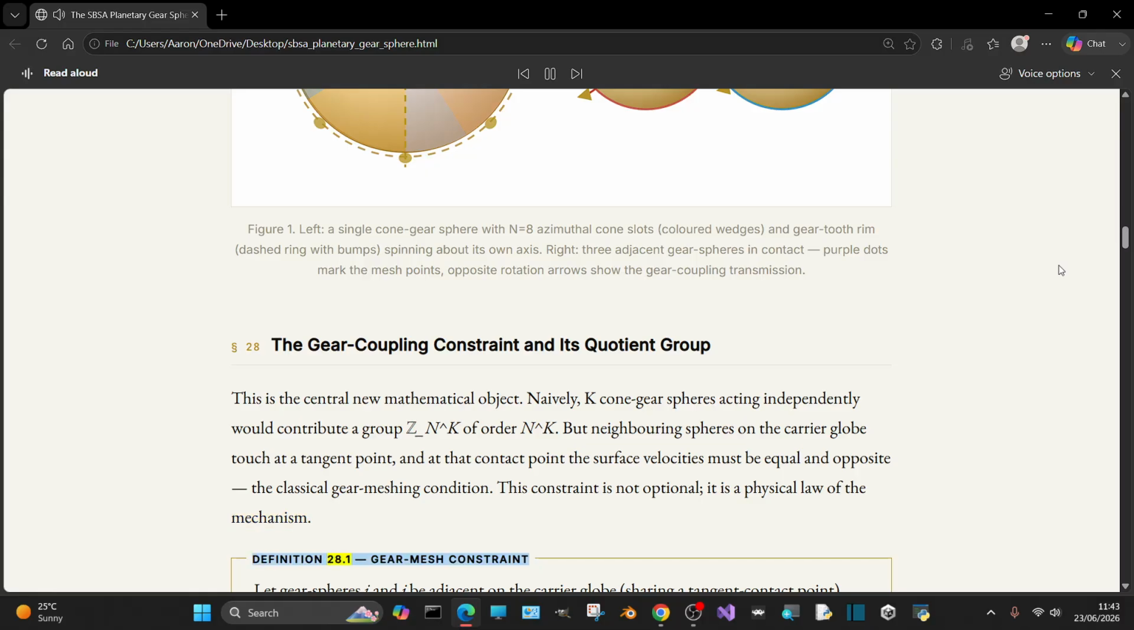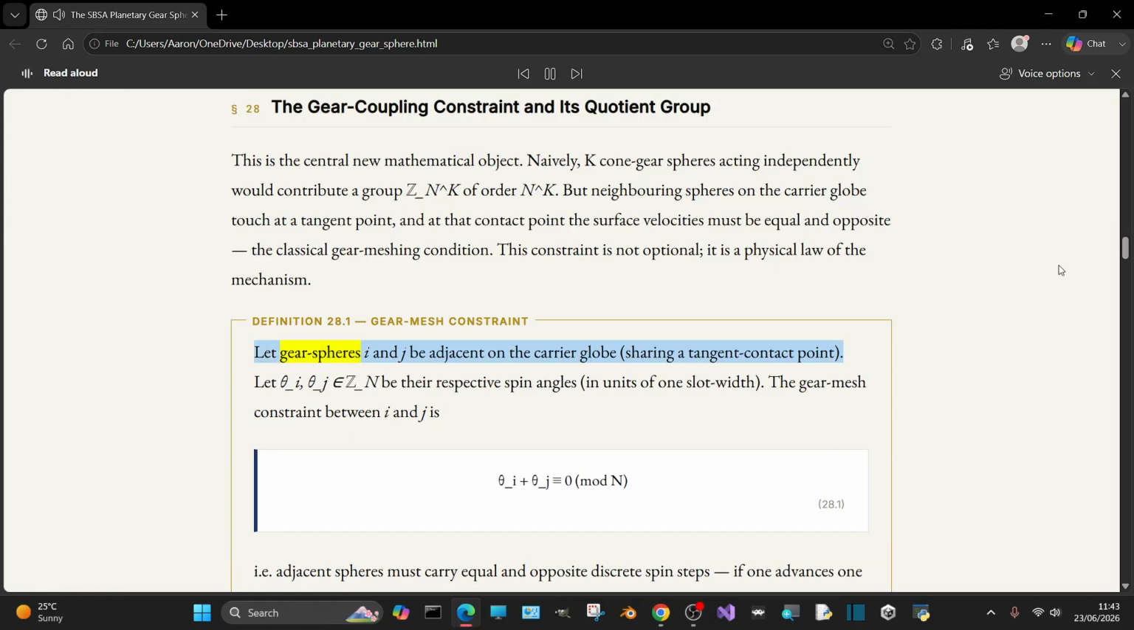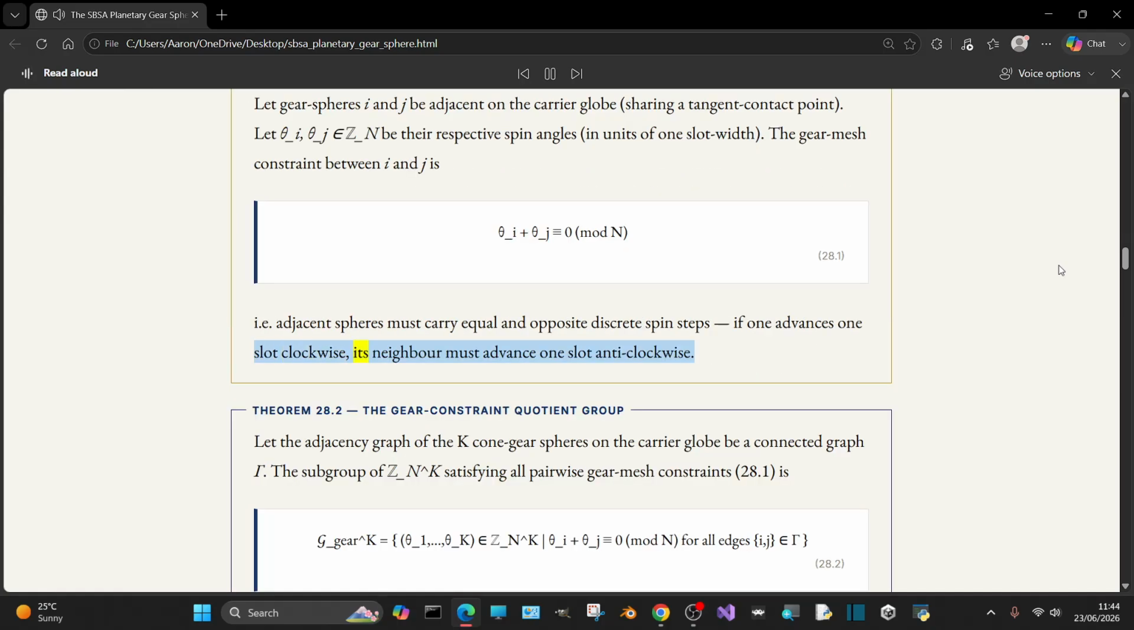Definition 28.1, Gear mesh constraint. Let gear spheres i and j be adjacent on the carrier globe, sharing a tangent contact point. Let θ_i, θ_j ∈ Z_n be their respective spin angles, in units of one slot width. The gear mesh constraint between i and j is θ_i + θ_j ≡ 0 mod n (28.1), i.e. adjacent spheres must carry equal and opposite discrete spin steps. If one advances one slot clockwise, its neighbor must advance one slot anticlockwise.